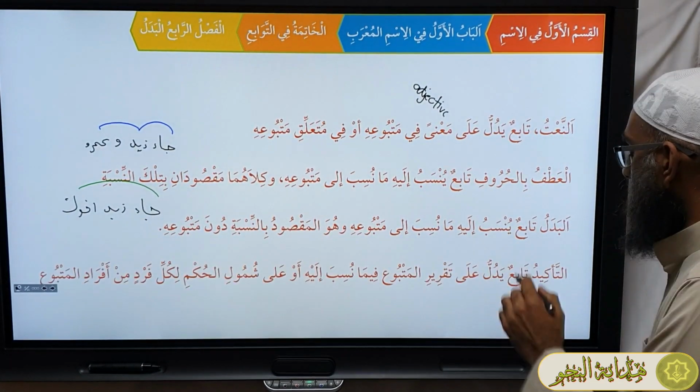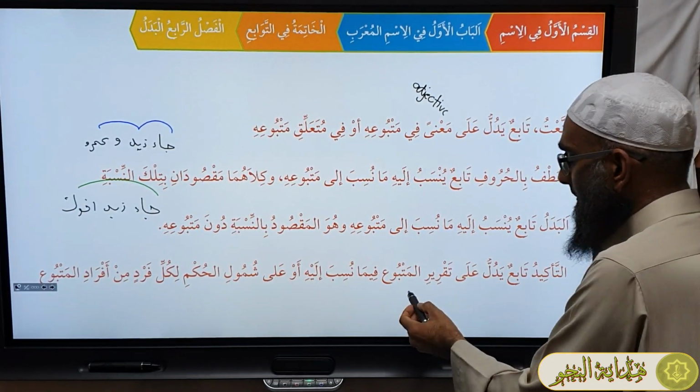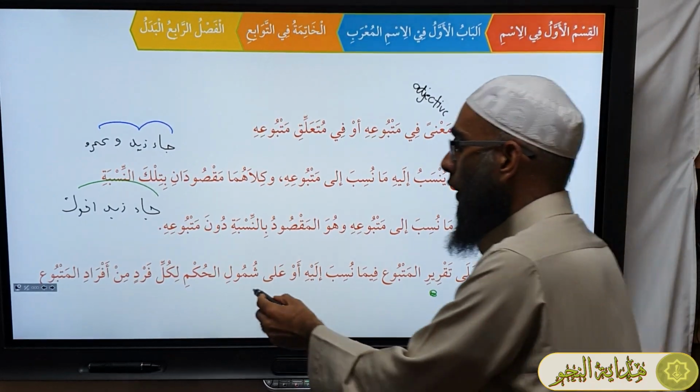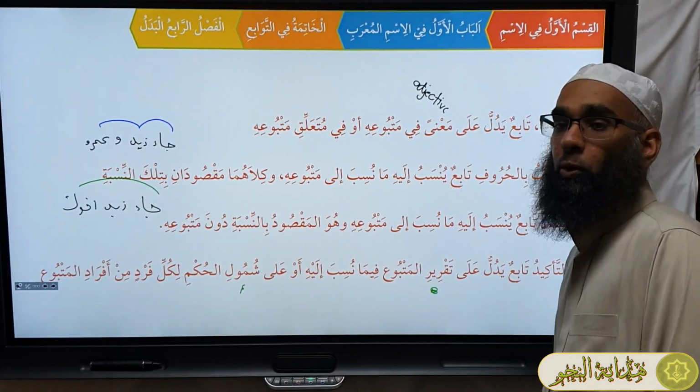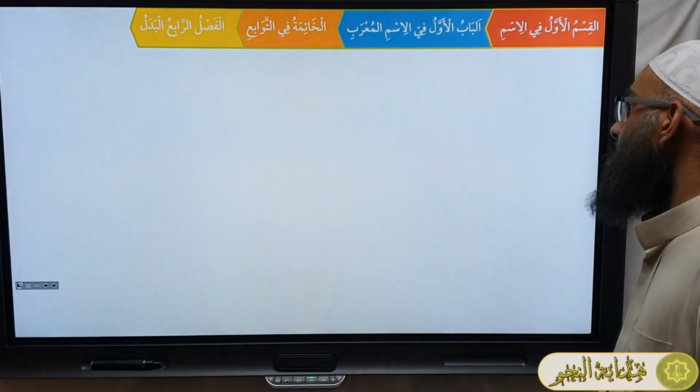And then the other one will come up later on, ta'keed. And ta'keed is taqreer of the matbu' or shumul of the hukam. And we did that in the previous lesson.